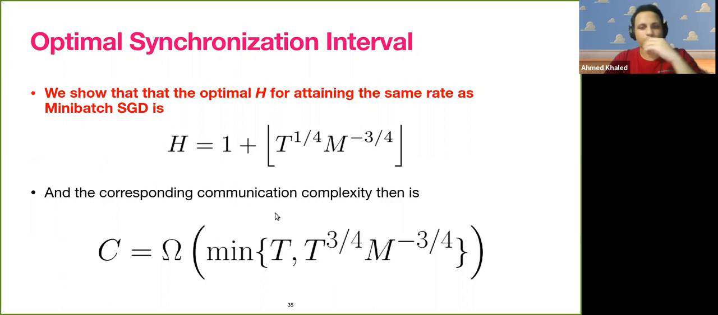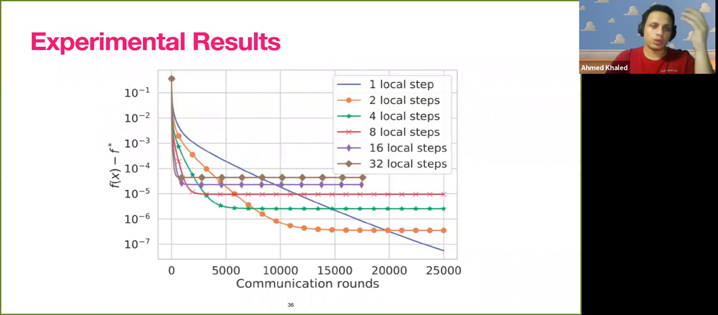So at least in some setting of the parameter space, some relation between the total number of iterations that you will do and the number of clients, local SGD does give you an improvement in communication. Here are sample experimental results, and they do show that the more local steps you take, for example here 32, the higher the error you achieve. On the other hand, you require fewer communication rounds to reach the same error. So there is a trade-off here, and it is what is shown by our theoretical results. And here M was 20. There are also other experiments that vary the number of clients in the paper.